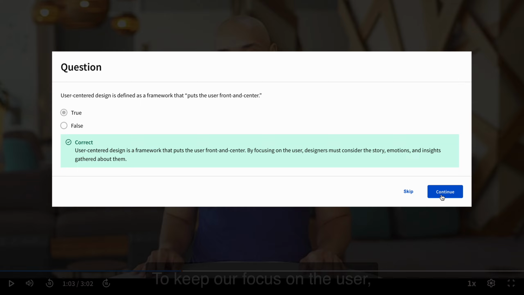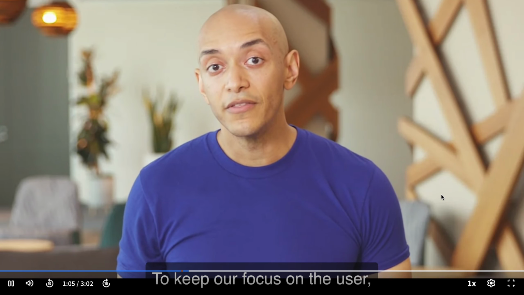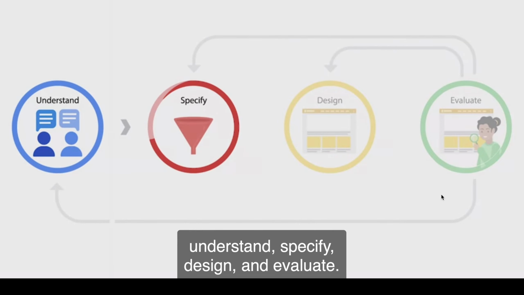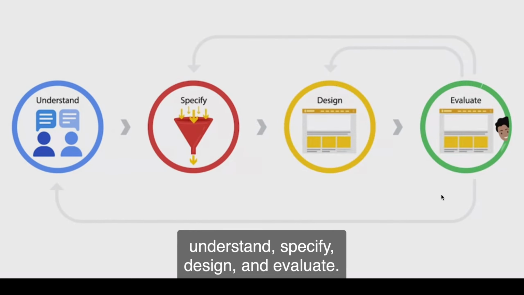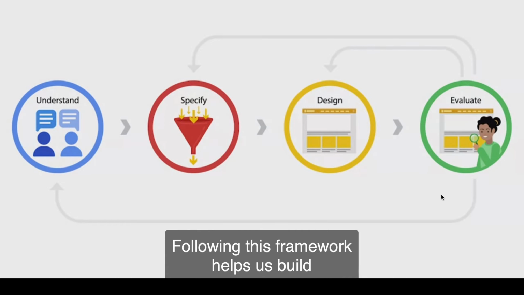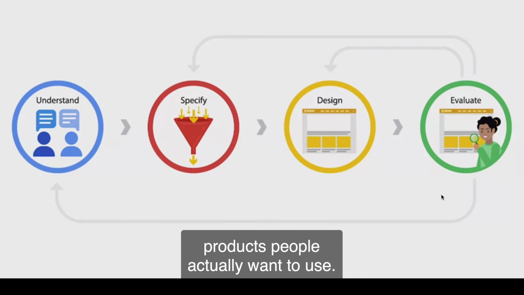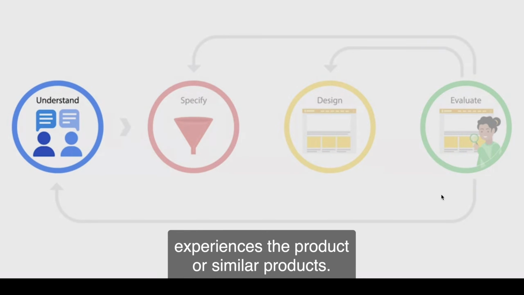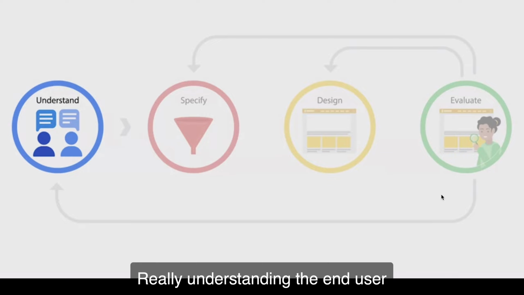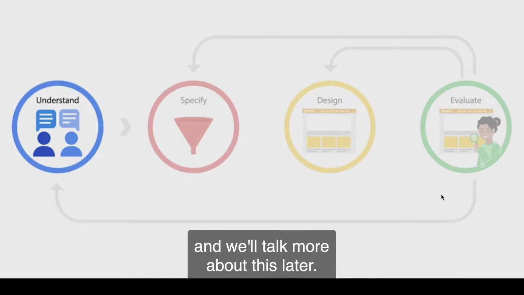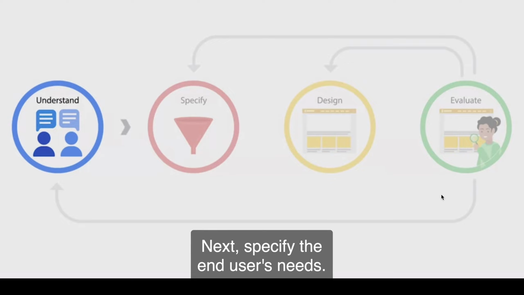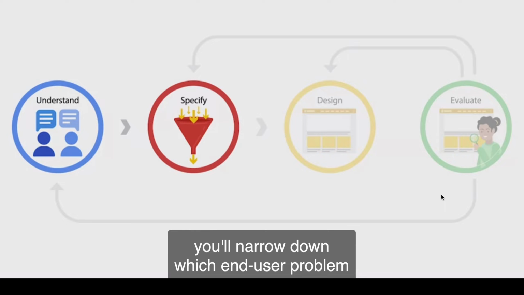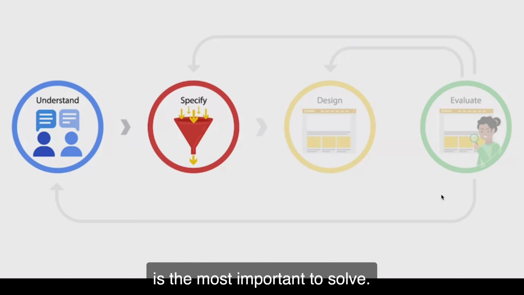Okay, let's continue. The user-centered design process has 4 steps: understand, specify, design, and evaluate. Following this framework helps us build products people actually want to use. First, understand how the user experiences the product or similar products. Really understanding the end user requires a lot of research, and we'll talk more about this later. Next, specify the end user's needs. Based on your research, you'll narrow down which end user problem is the most important to solve.